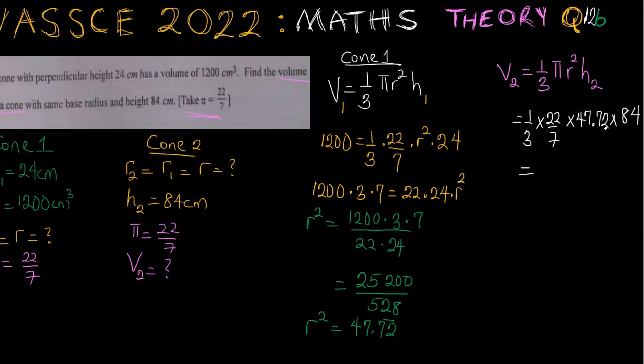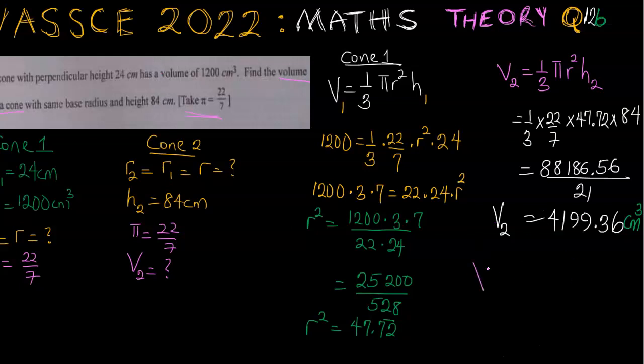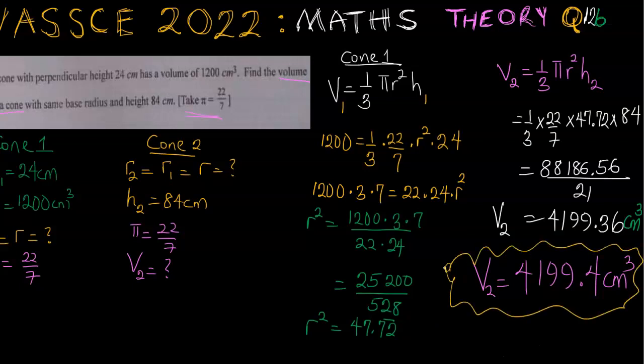If I multiply 22 by 47.72 by 84, I would get 88,186.56. And 3 times 7 is 21. Dividing this, I would obtain the volume of the second cone as 4,199.36, and this is in centimeters cubed. We can leave our answer correct to one decimal place, although we were not asked to do that. So V2 is going to be 4,199.4 centimeters cubed. This is the volume of the second cone.